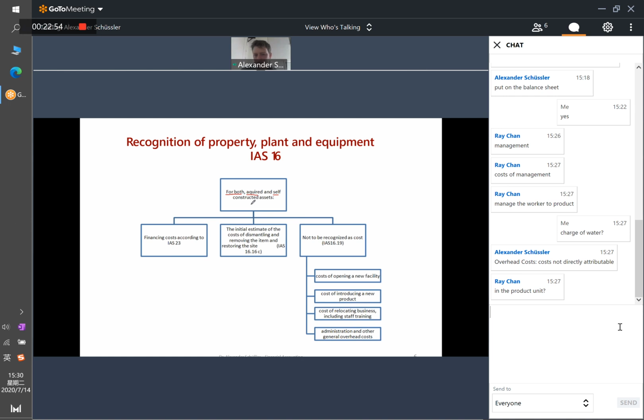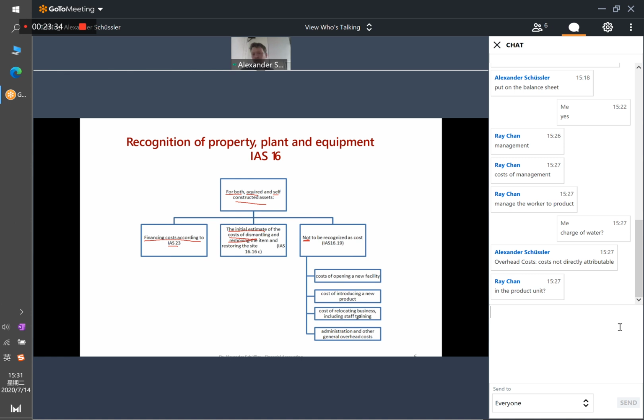So staff training, you're not allowed to put the staff training on your balance sheet, because you say this staff training belongs to one certain product. This is not allowed. Or also administrative and other general overhead. So this is the CEO, for example. The CEO is not allowed. And you can put financing costs on the balance sheet.